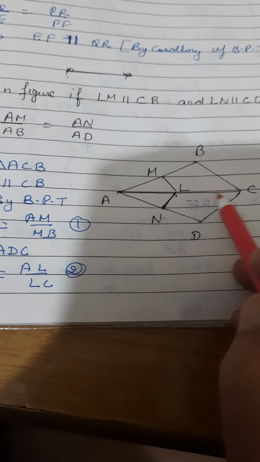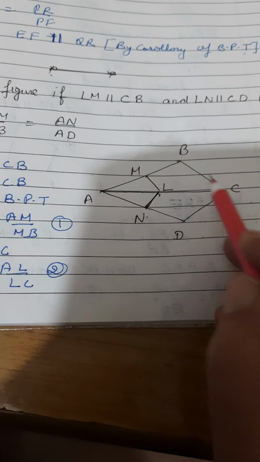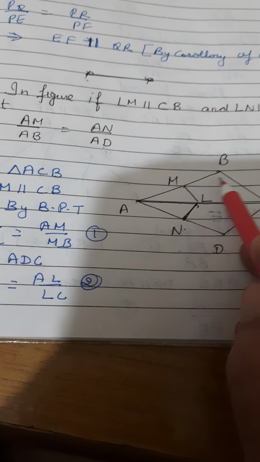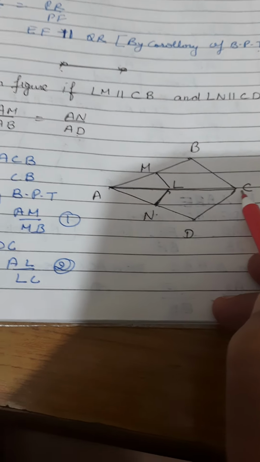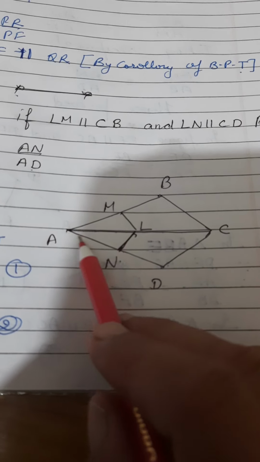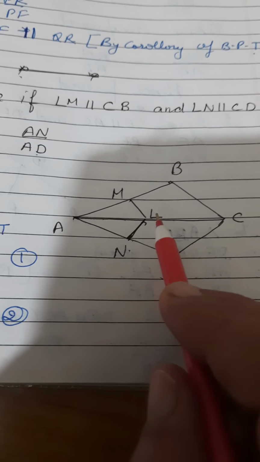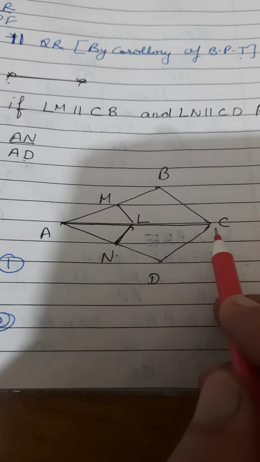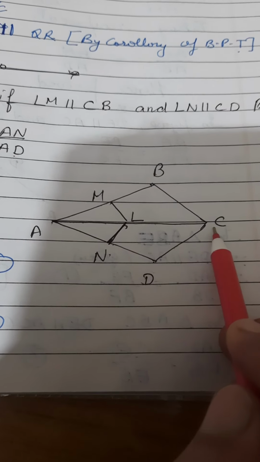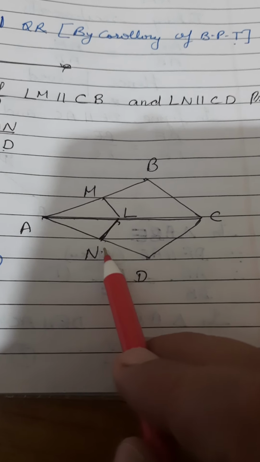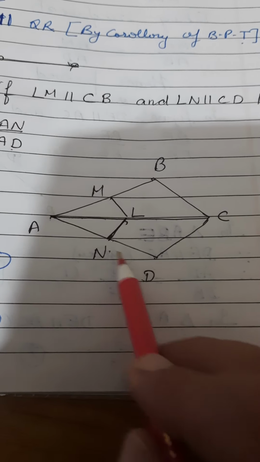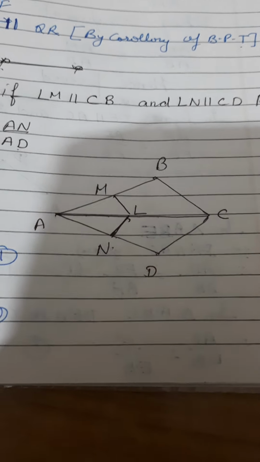First we will take this triangle. In this triangle LM is parallel to BC, it is given. Therefore we can say that AM by MB is equal to AL by LC by BPT. And in triangle ADC we can say that AN by ND is equal to AL by LC by BPT. Now you have seen that AM by MB is equal to AL by LC, and also that AN by ND is equal to AL by LC. It means that AN by ND is equal to AM by MB.